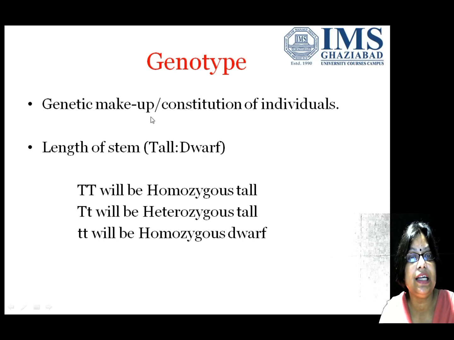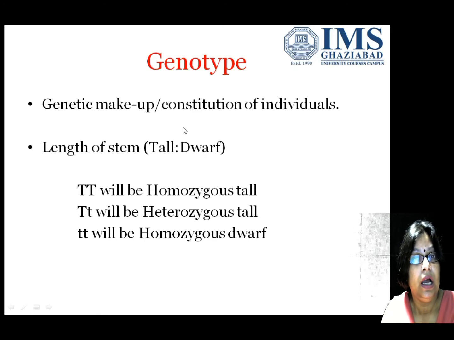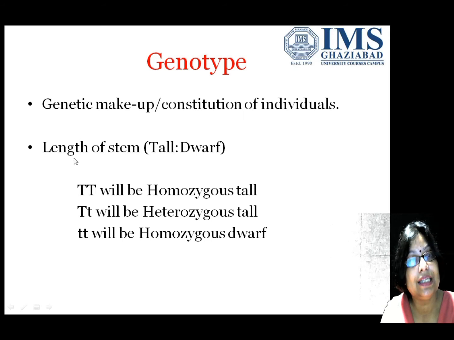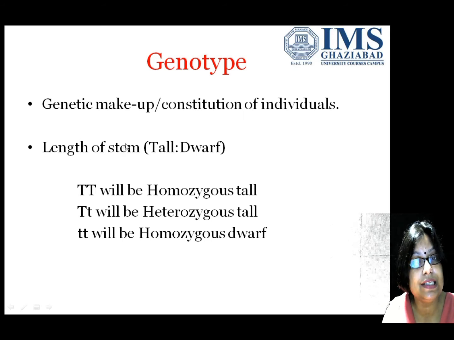Genotype is the genetic makeup or the genetic constitution of the individual. Now, what does it mean? Again, we are taking the same example, length of the stem, tall and dwarf. The gene for the tallness is capital T, and you all know that the gene for the dwarfness is small t. So, capital T capital T will be homozygous tall.